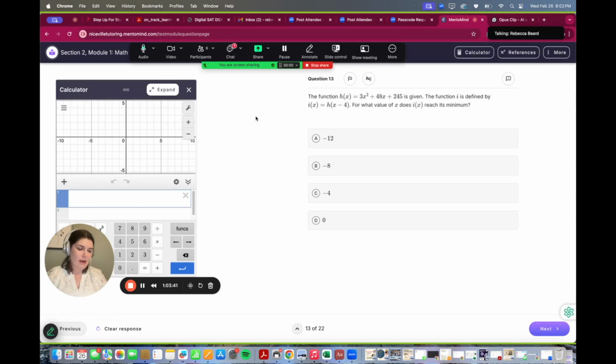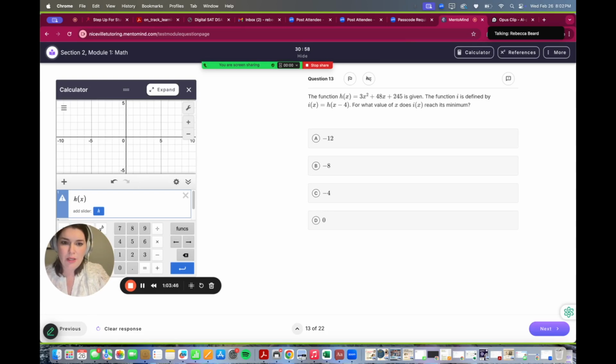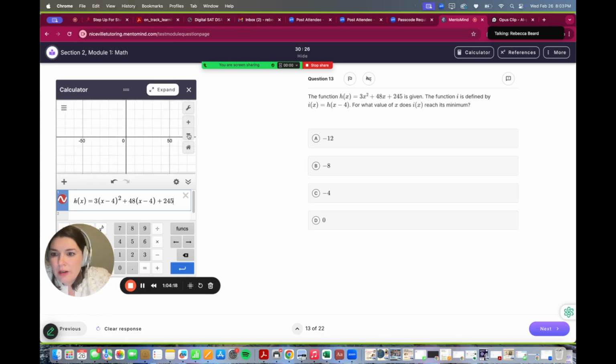Here is the trap a lot of people fall into. Yes, you can type this into Desmos, but you have to type it in correctly. It's x minus 4 because this is going to happen to each of the x's, and this is how it's going to look. So you're going to see me type this in: x minus 4 squared plus 48 times x minus 4 plus 245.